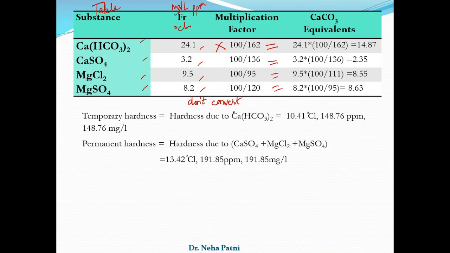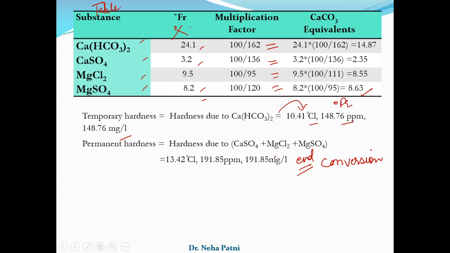So what you are going to do is, in a similar manner, forget about the unit as of now. Once you are done with it, obviously you are going to get the result in degree French. Once you have calculated the final result, then you convert it to degree Clark, ppm and milligram per liter, the way I showed you in the previous numerical. So just make sure that you are not going to convert anything here. Just make the table properly, do the calculations, and whatever conversion is required is to be done at the end of the numerical. That's it. This is also one of the tricks which you need to follow.